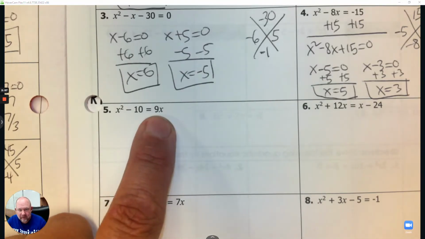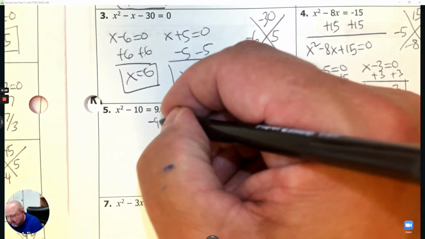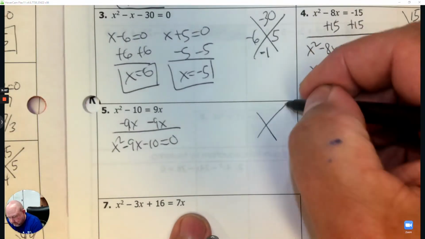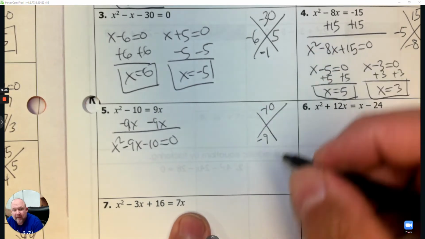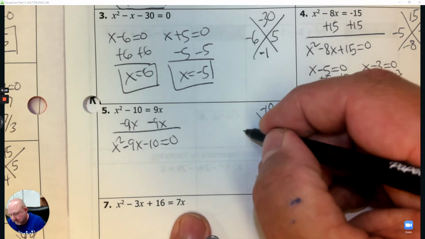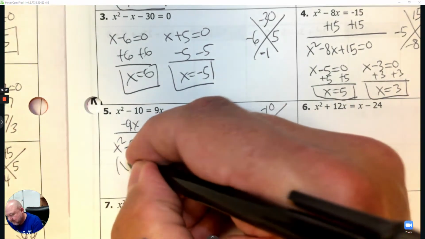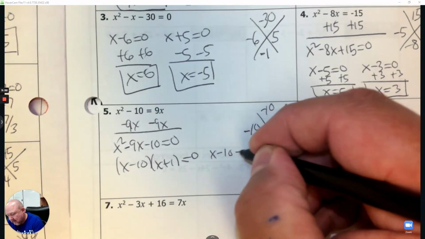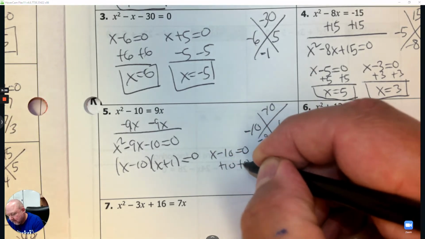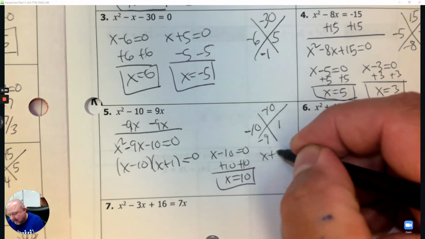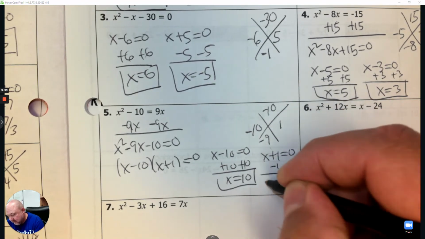All right, solve this equation, make it equal to 0. So we're going to subtract 9x. Two numbers that multiply to negative 10 and combine to negative 9. So that's going to be negative 10 and positive 1. Then take each factor equal to 0 and solve it. So I'm going to add 10 to both sides. There's one answer. I'm going to subtract 1 to both sides. There's the second answer.